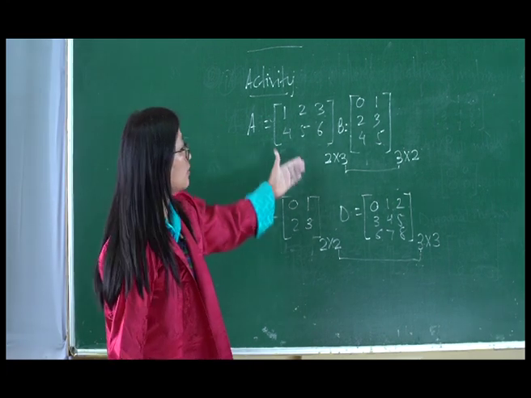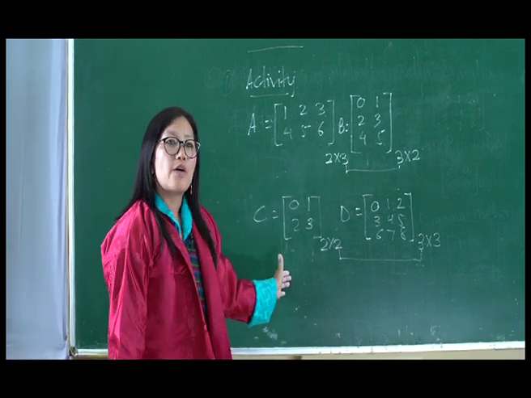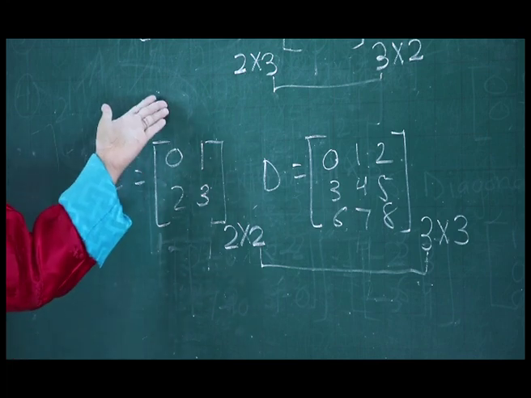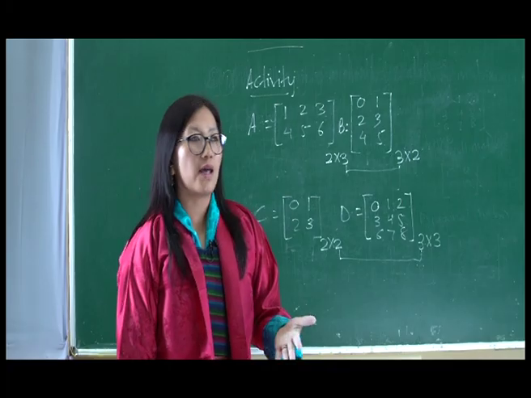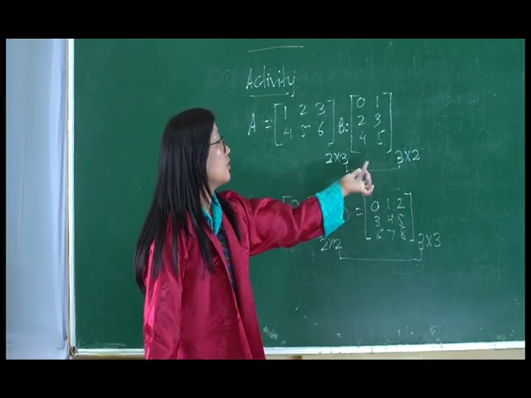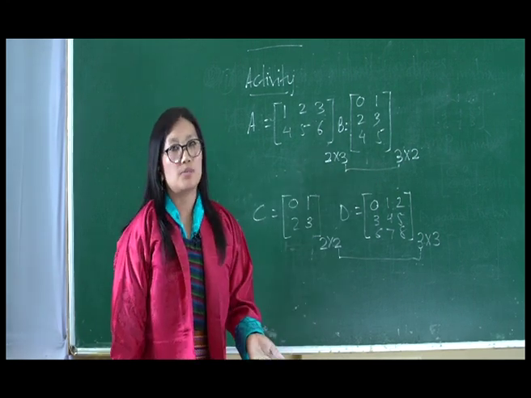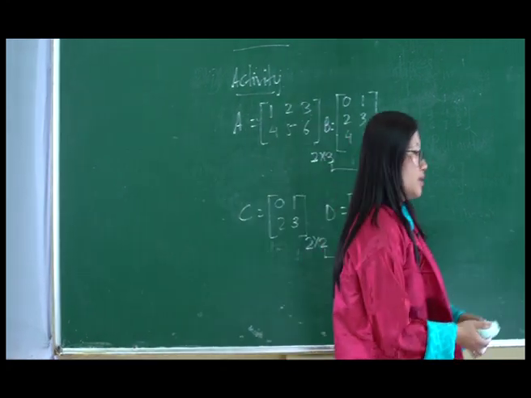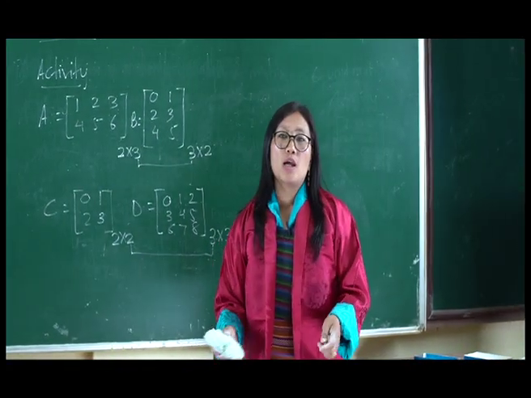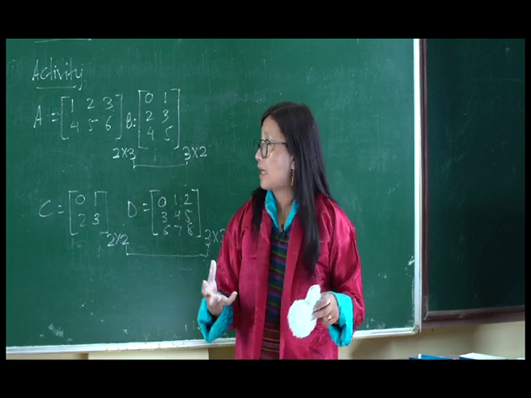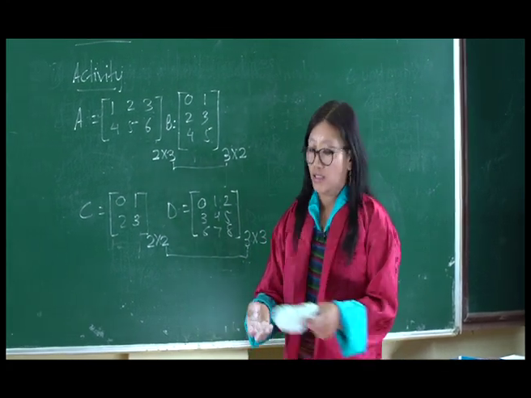If you look at these 2 examples carefully, from this activity you will understand that when the inner 2 numbers are the same, we can multiply the matrices. If they are not the same, we can't multiply. With this, let me take you through the actual steps of how to multiply.